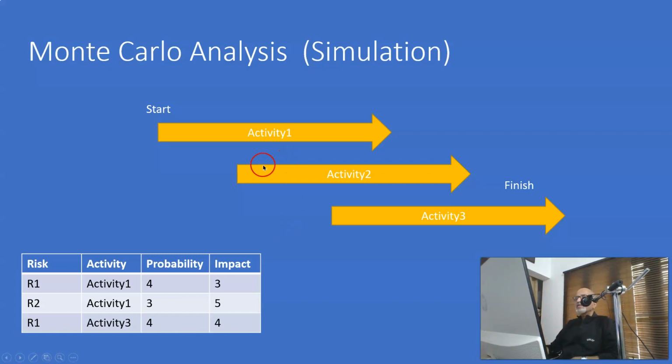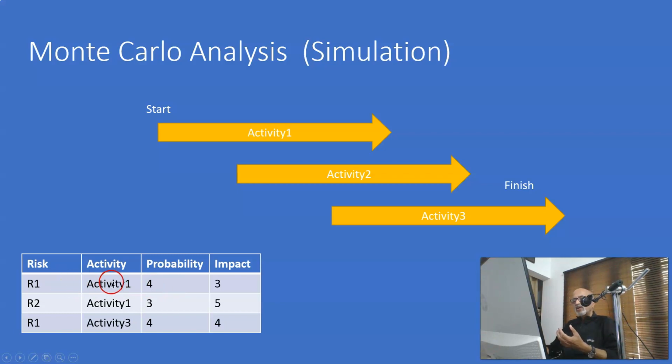So here, let us say we have activities. This is our schedule, and we have activity 1, 2, and 3. And we have a set of risks. We have the prioritized risk register, and out of that we are picking up some risks for which we want to do the Monte Carlo analysis. These risk items have probabilities and impact. And a risk can be nullified either by reducing their impact or by reducing their probability.